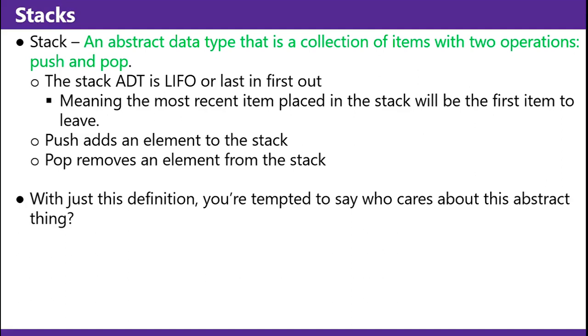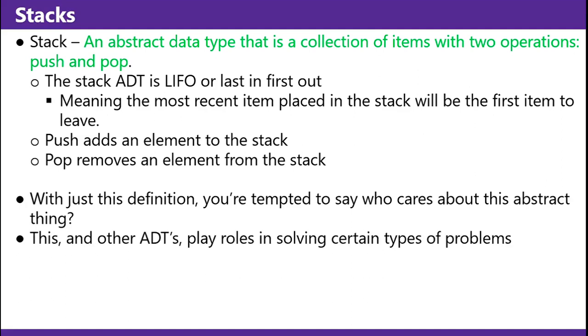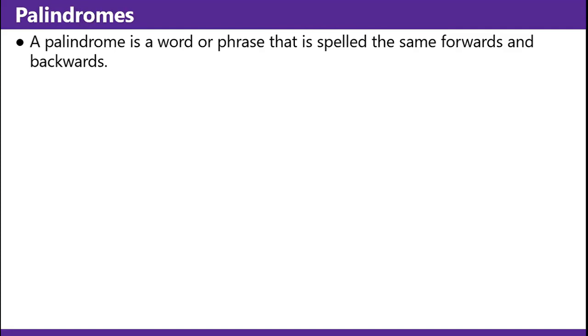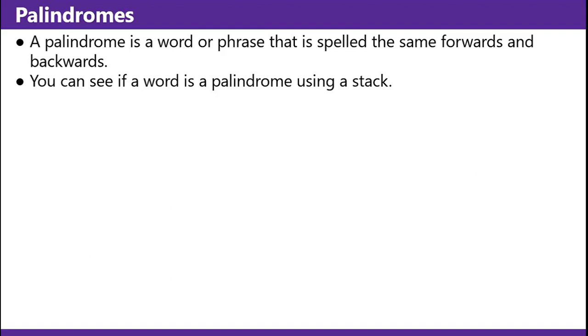With just this definition, you're tempted to say, who cares about this abstract thing? This and other ADTs play roles in solving certain types of problems. Palindromes. A palindrome is a word or phrase that is spelled the same forwards and backwards. You can see if a word is a palindrome using a stack.